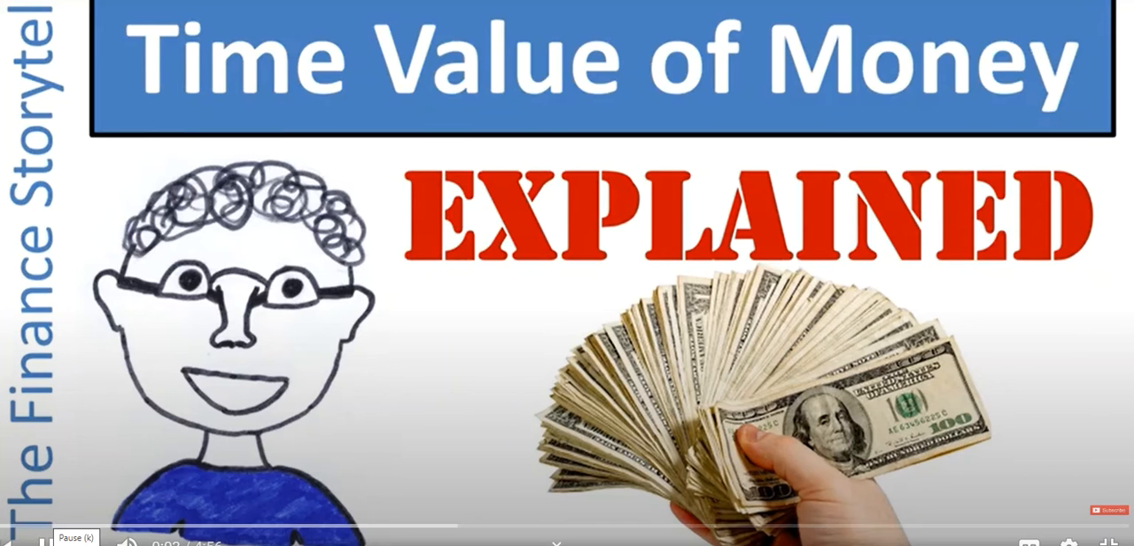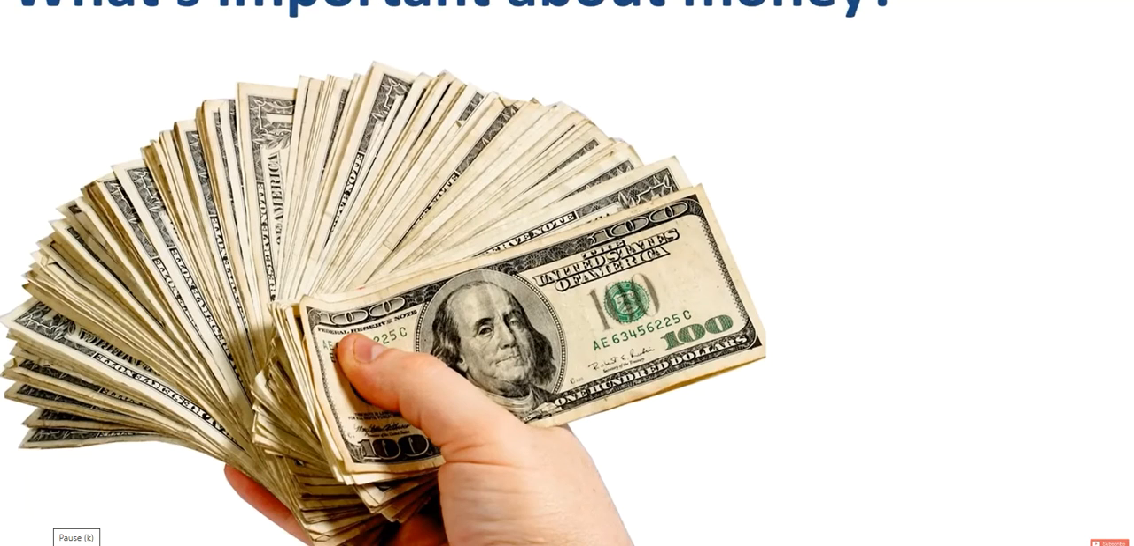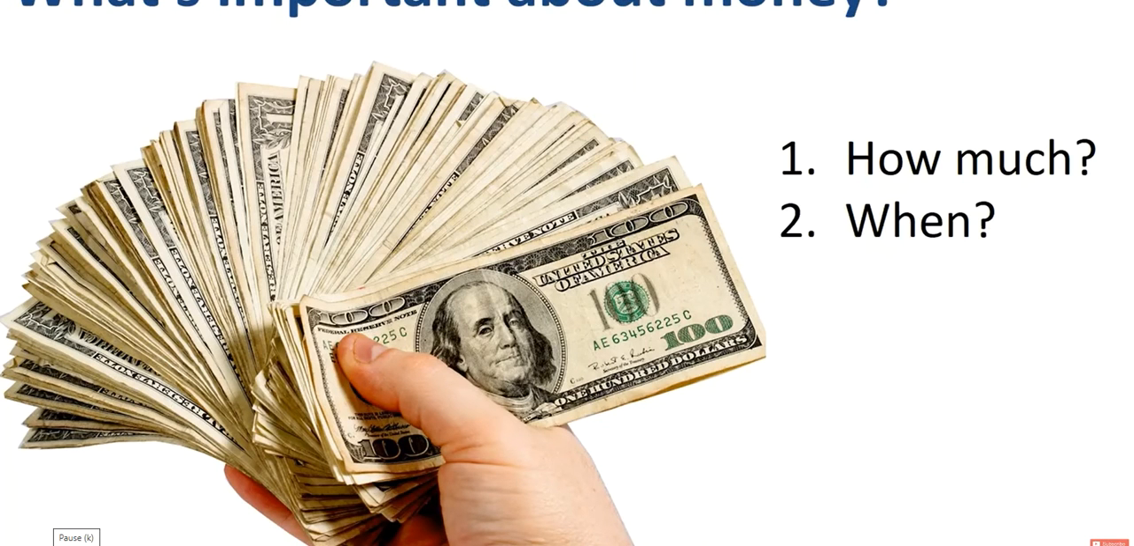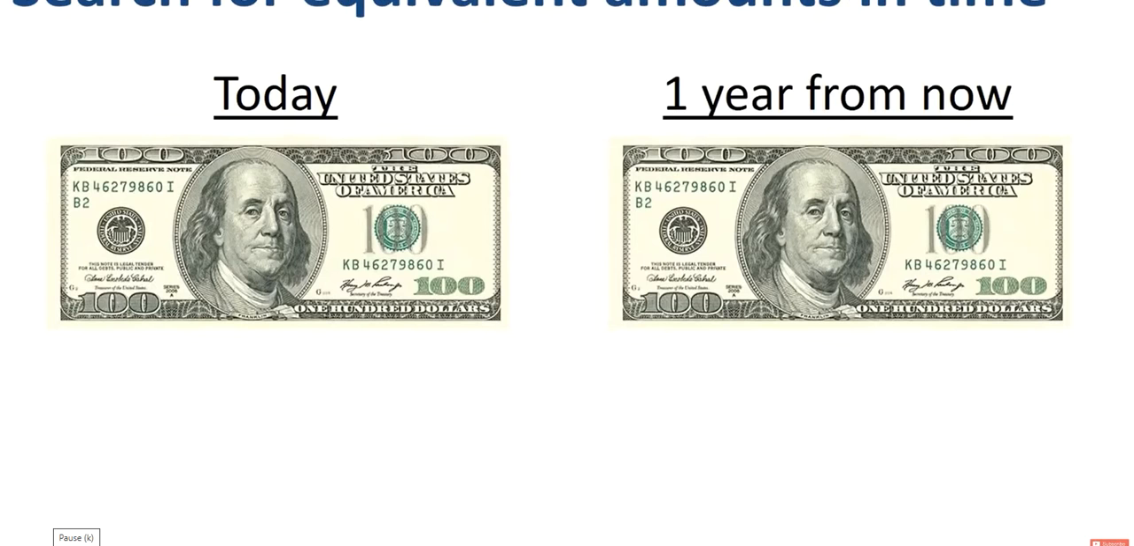Time value of money explained clearly and quickly. After all, time is money, right? What's important about money in the context of spending money, saving money, or investing money? First of all, how much are we talking about? Second, money when? We need to know both the amount as well as the timing of the money. To explain that second item, timing of the money, let's search for equivalent amounts of money in time. Would you prefer $100 today or $100 1 year from now? I'm pretty certain you would say $100 today. Why wait?